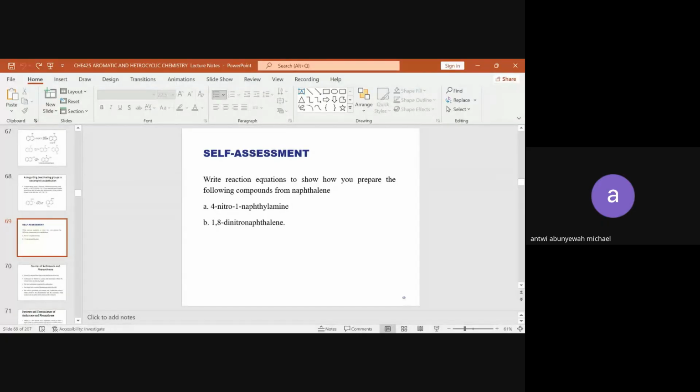Doc, for the second one, are we going to use the same reagent? What I want to know from you is, have you written the starting material naphthalene down? Have you written the structure of the 1,8-dinitronaphthalene down? If you have done that, then you know that from the starting material to the product, you are only introducing what? Nitro group, NO2, isn't it? And what reagent do we use to introduce NO2? It's the same nitric acid and sulfuric acid.